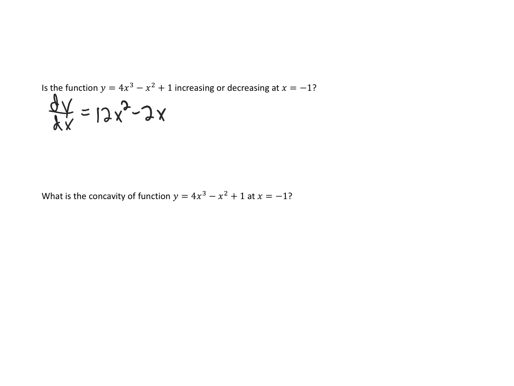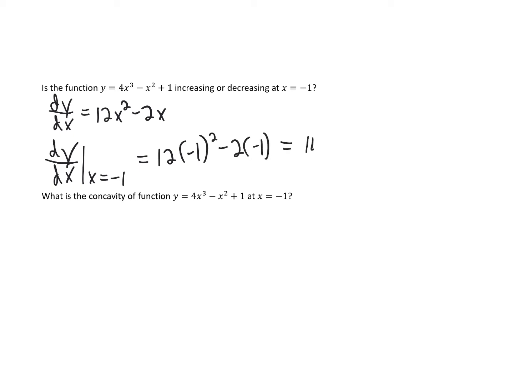And then to determine whether it's increasing or decreasing, we just evaluate the first derivative at that point. In this case, we get 14, which is positive, so therefore this function would be increasing at x equals 1. Sorry, x equals negative 1.